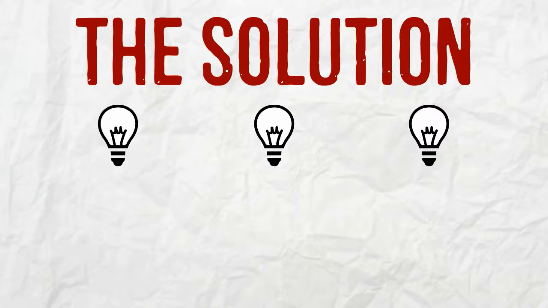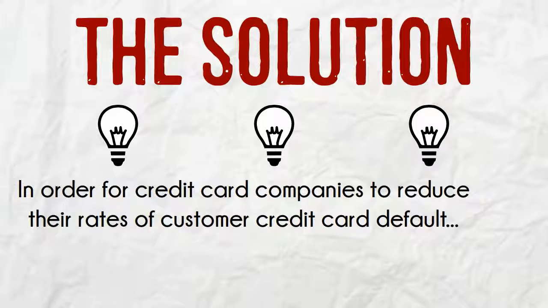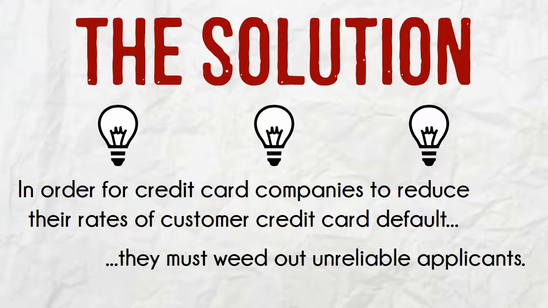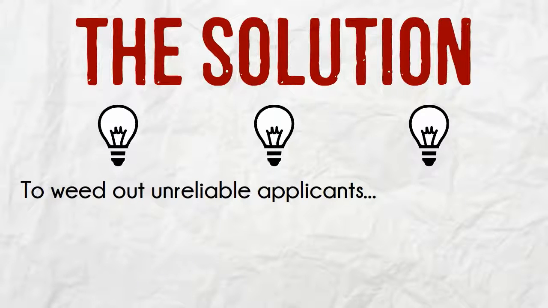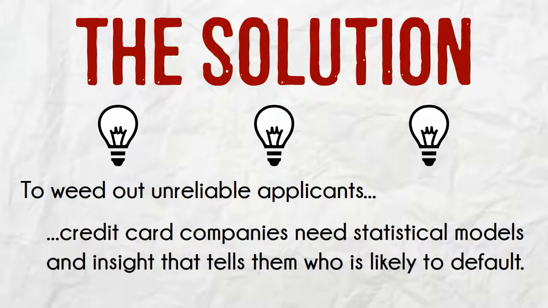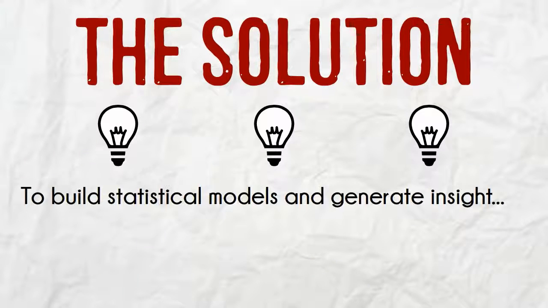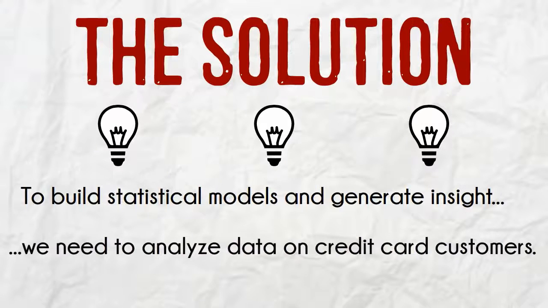So the solution: in order for credit card companies to reduce the rates of customer default, they have to weed out unreliable applicants. And to weed out unreliable applicants, credit card companies need models and insight that tell them who is likely to default. To build statistical models and generate insight, we need to analyze data on credit card customers, which is what this project is about.